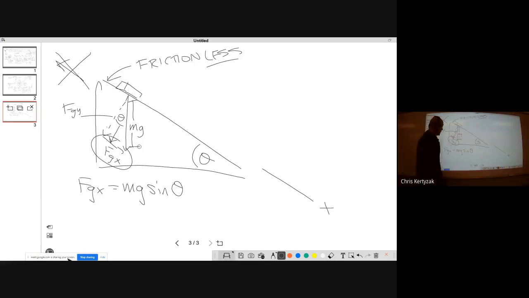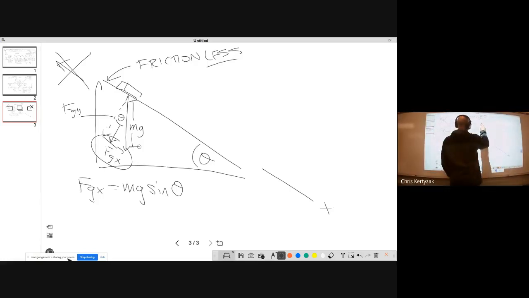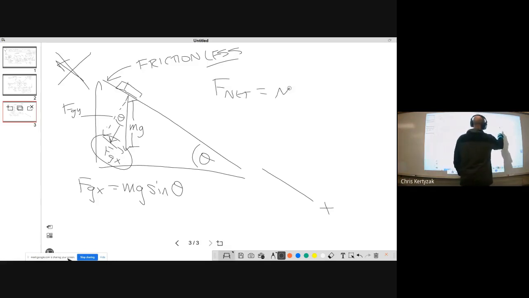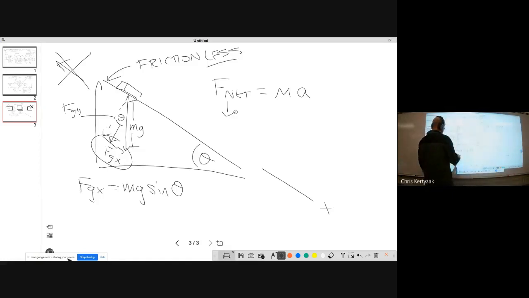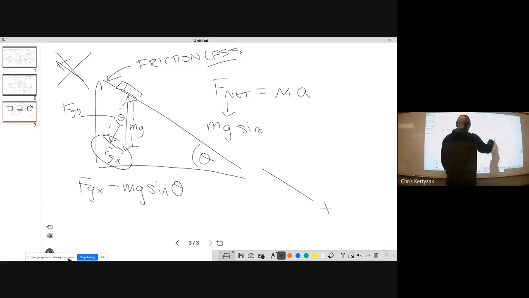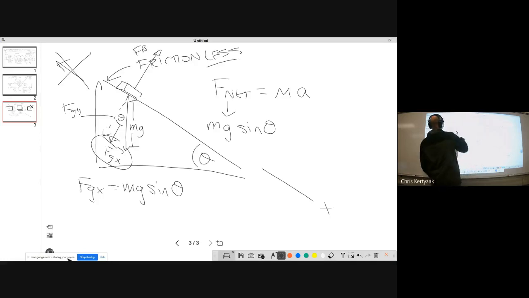Right? So now, if we were saying, let's do F net equals ma, you solve for the acceleration. The only net force is mg sine theta. Again, remembering that the normal force that goes in this direction from the ramp cancels with this piece here, which is the y component of the gravity. Those are equal and opposite.